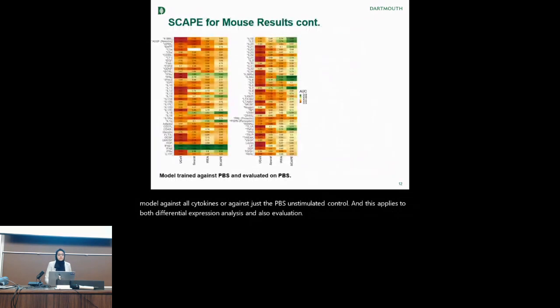So for this first model, the results that I'm showing are for the model that's trained against PBS and evaluated on PBS. I have 4 different evaluative methods that I'm comparing SCAPE against: UCell, Seurat, IREA, and then SCAPE. The higher the AUC, the more greenish and yellowish hue we should expect, and conversely, the lower the AUC, the more reddish and orange tones we should expect. So overall, we can see that SCAPE works well in practice, followed by the IREA strategy.